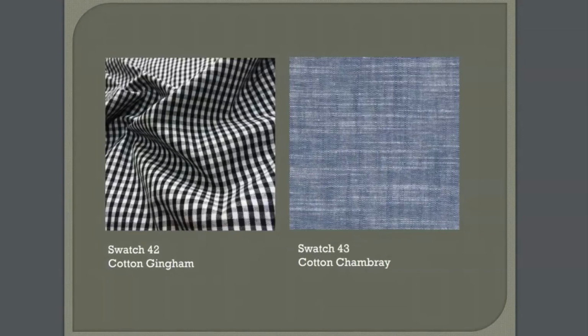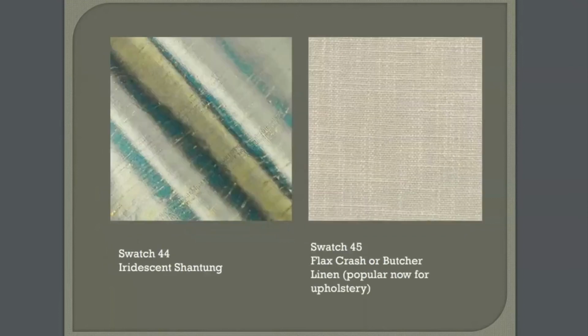But when you look at swatch number 43, this is a plain weave again, over and under. But in one direction, if you pull the yarns out, it looks like in the weft direction, it's white, and in the warp direction, it's blue. And so by weaving that over and under, you get that kind of denim color or denim effect. Swatch number 44 is also a plain weave, over and under.